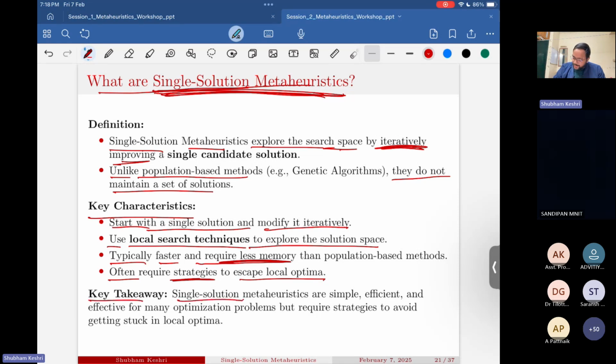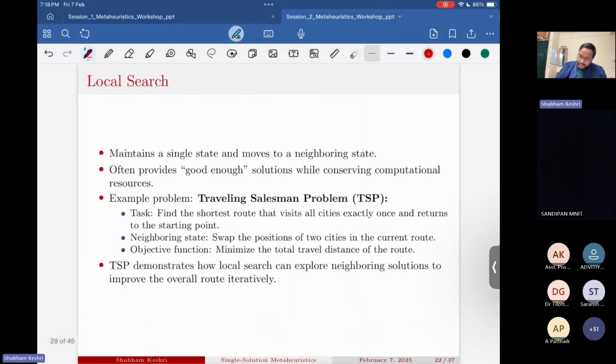Key takeaway: single solution meta-heuristics are simple, efficient, and effective for many optimization problems, but require strategies to avoid getting stuck in local optima. Local search. We have talked about this a lot. You will be able to understand it.